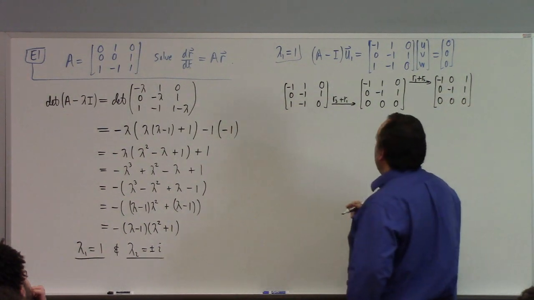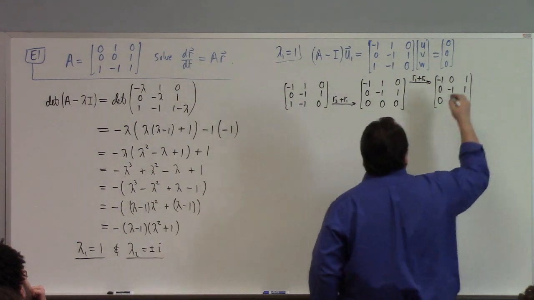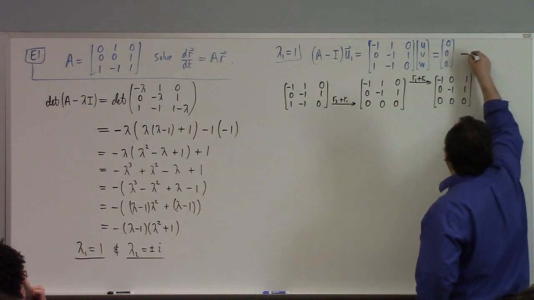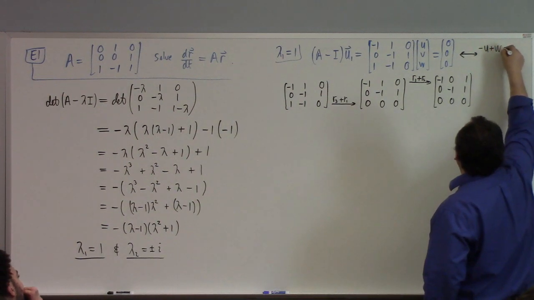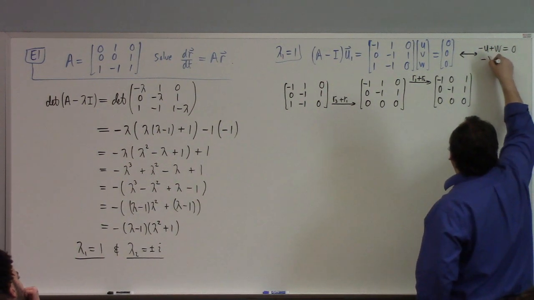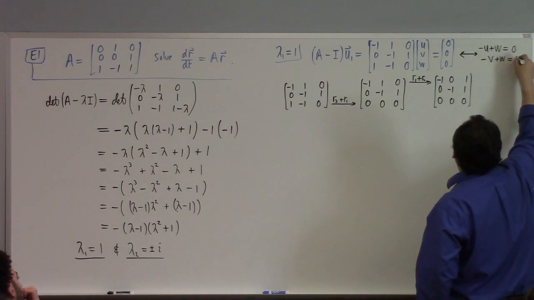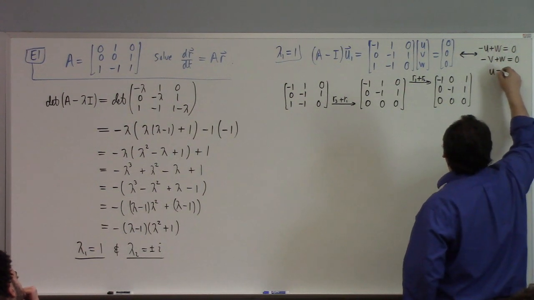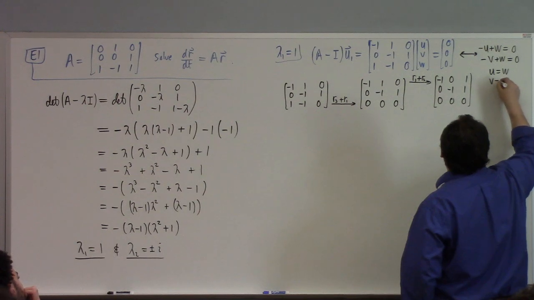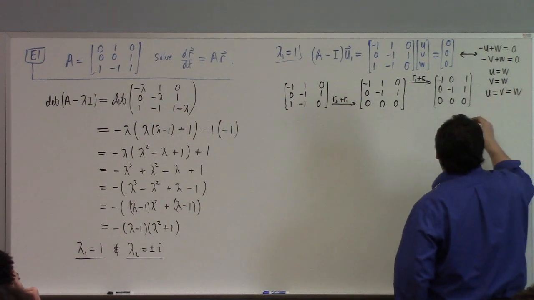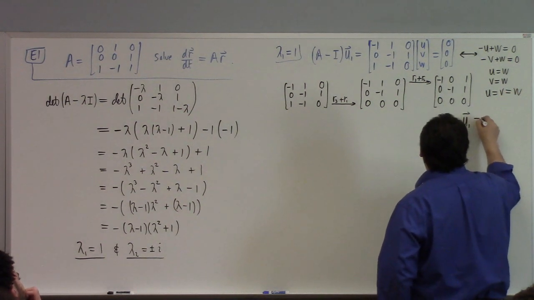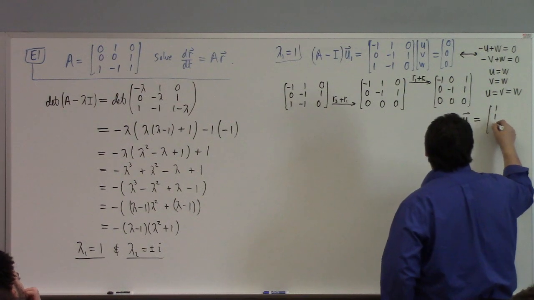all right. So what this all tells me is that this system of equations is interchangeable simply with minus u plus w equals 0 and minus v plus w equals 0, also known as u equals w and v equals w. So apparently u equals v equals w. In short, a good choice for u1 would simply be 1, 1, 1.